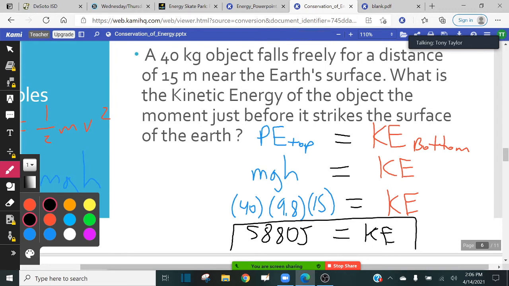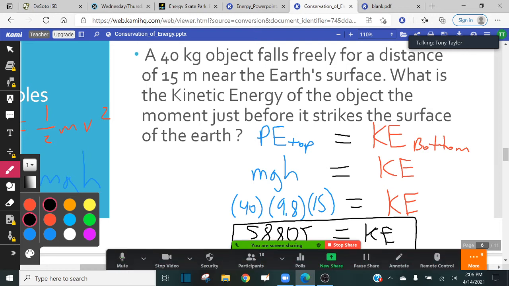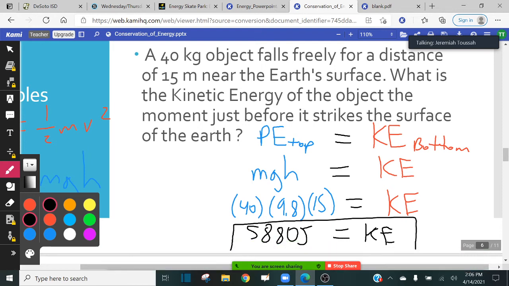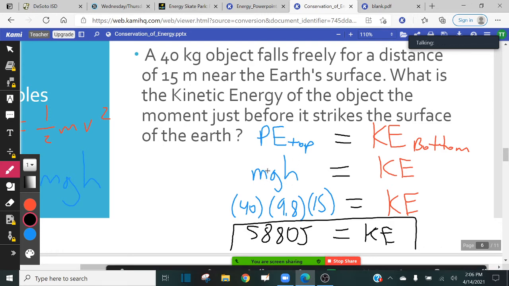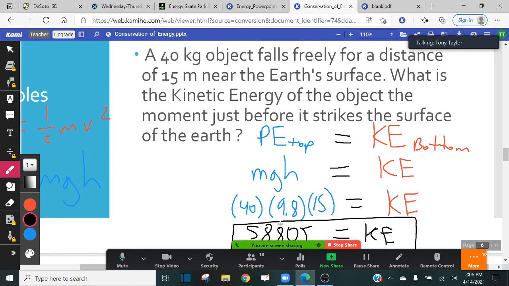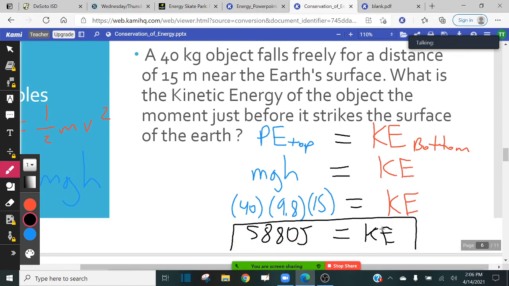Angelina, you're good? Did you see how Stephanie found that? She just did 40 times 9.8 times 15. Okay, awesome. Oh, so that's the equation to solve for kinetic energy? Yes, we just used that principle here. Because look, Jeremiah, they gave us the information to solve for potential energy at the top, right? But since we know what the potential energy is at the top, then we also know what the kinetic energy is at the bottom. So yes, that's how we were able to solve for kinetic energy.